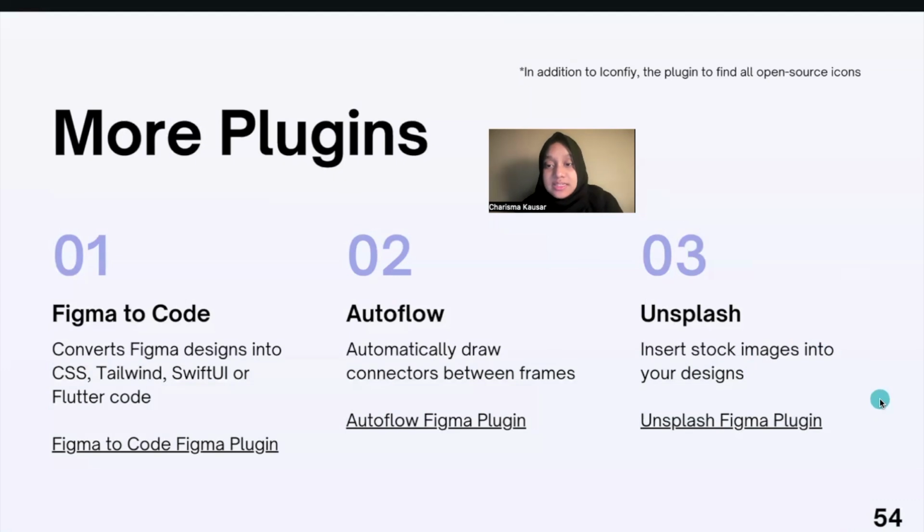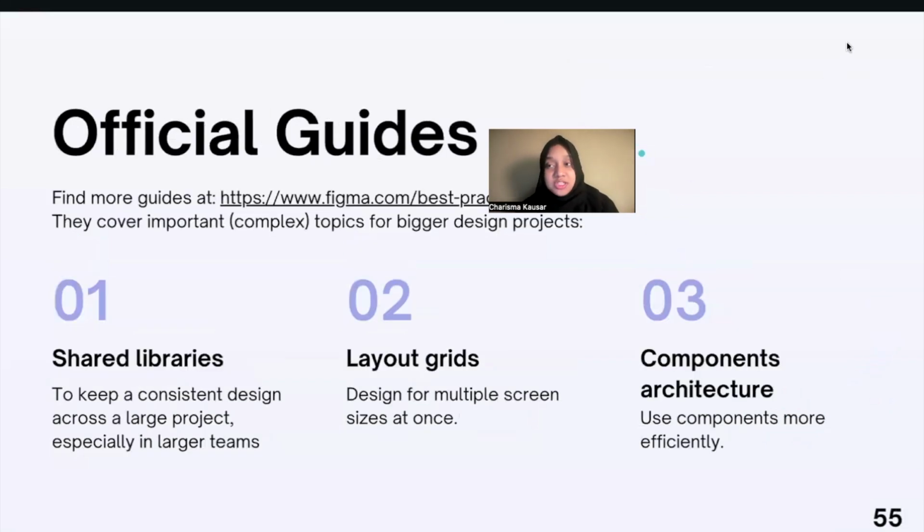And third one is Unsplash. Unsplash lets you add stock images into your designs. So you can just go to that plugin, search for what you want, and add these copyright-free images inside your designs.